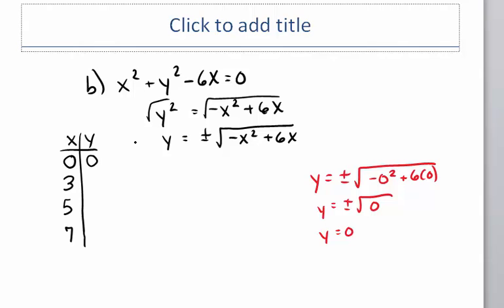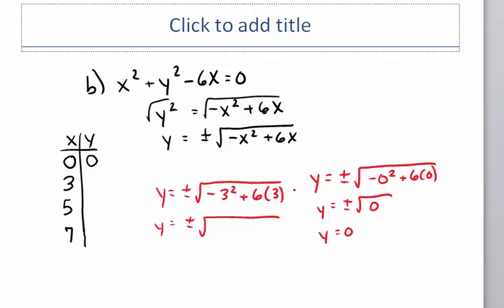So now we'll do the same thing with the 3. Let's plug the 3 in for the x. So I have negative 3 squared plus 6 times 3. Now we want to be careful here with this negative 3 squared. The 3 is squared and then it is multiplied by a negative. So this is going to end up being negative 9 plus 18. Negative 9 plus 18 is 9, and the square root of 9 is 3.